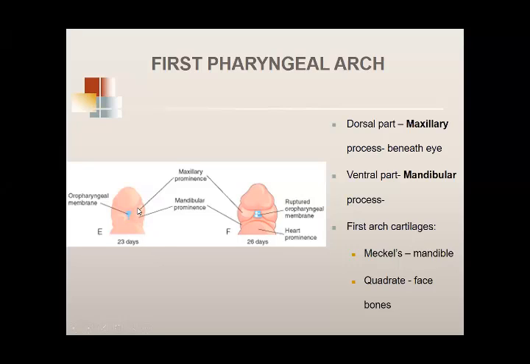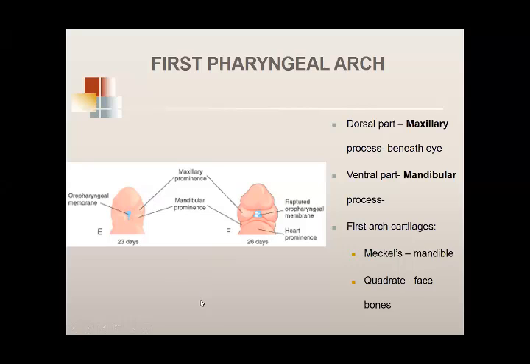ये देख लीजिए, ये prominence जो है, this all is the first arch. ये सारी, ये developing heart है, this is the first arch. ये इसका maxillary prominence है, ये mandibular prominence है. Between the two, you have the oropharyngeal membrane.